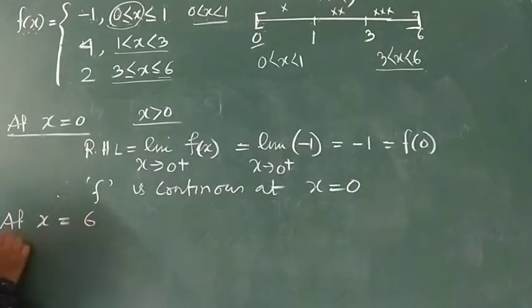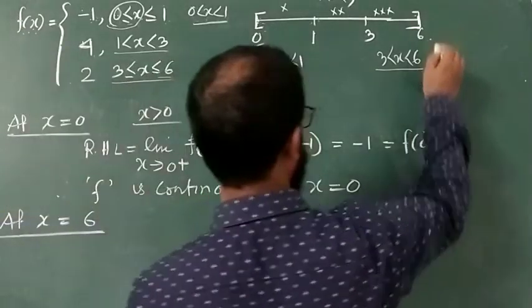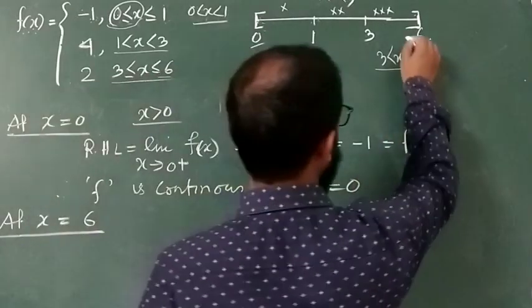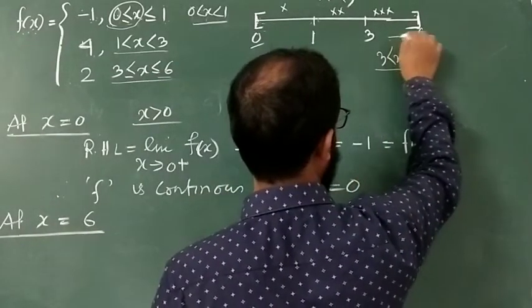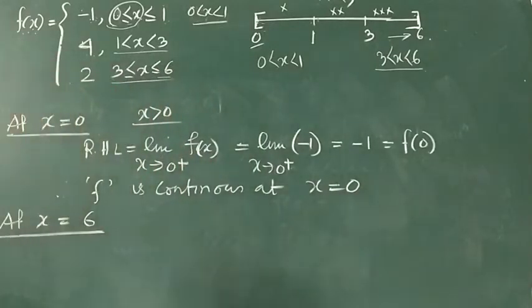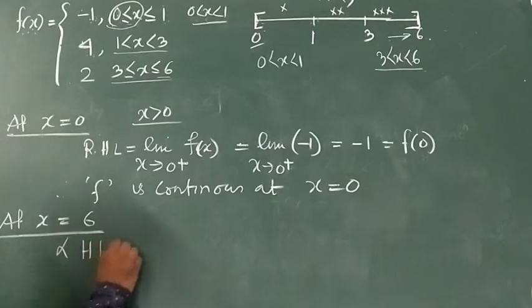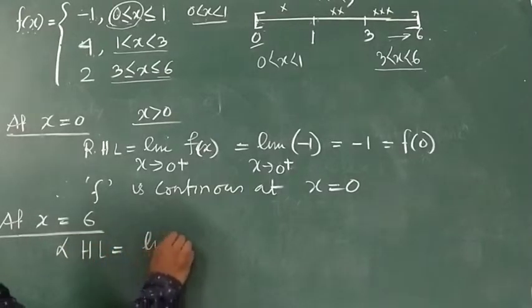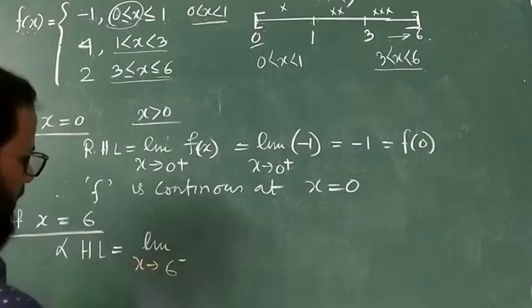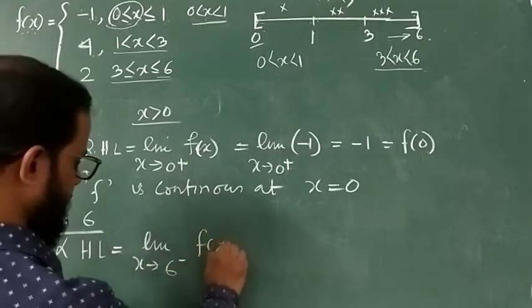Similarly, another point at x equal to 6, the right end point. Let us finish the end points first. At x equal to 6, what will happen? You are going to find x tends to 6 from the left. There is no possibility of x on the right. So there will be no question of right hand limit. So start with what? Left hand limit. Left hand limit is equal to limit x tends to, which point? At 6. So 6 minus f(x).